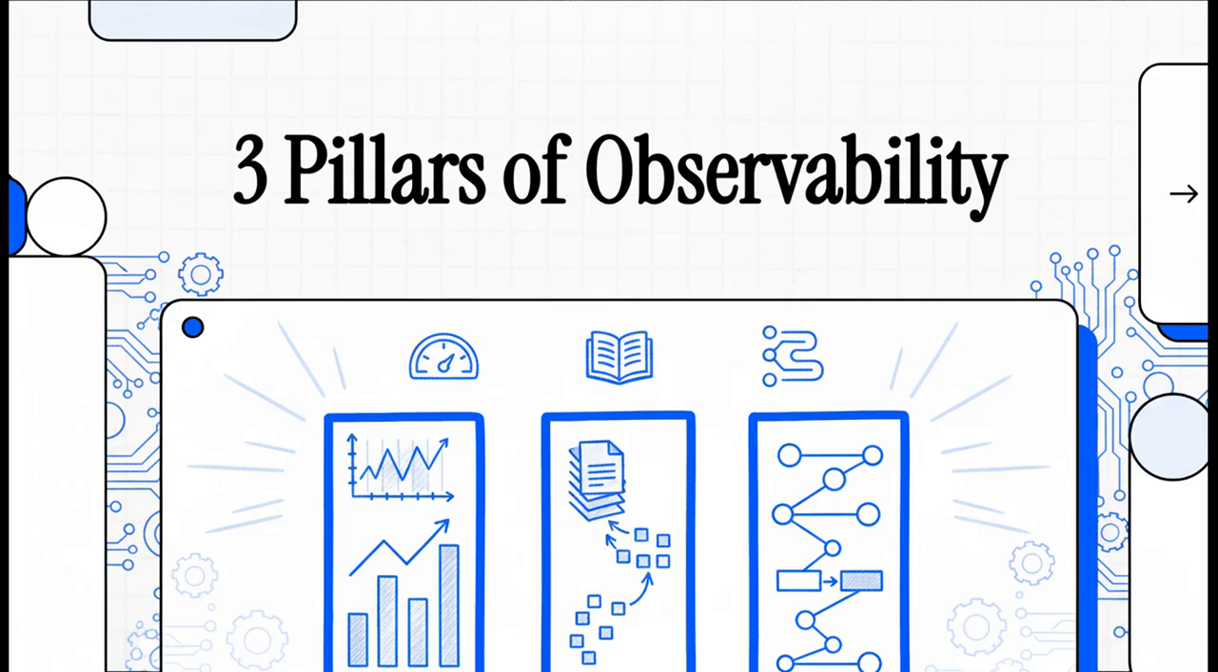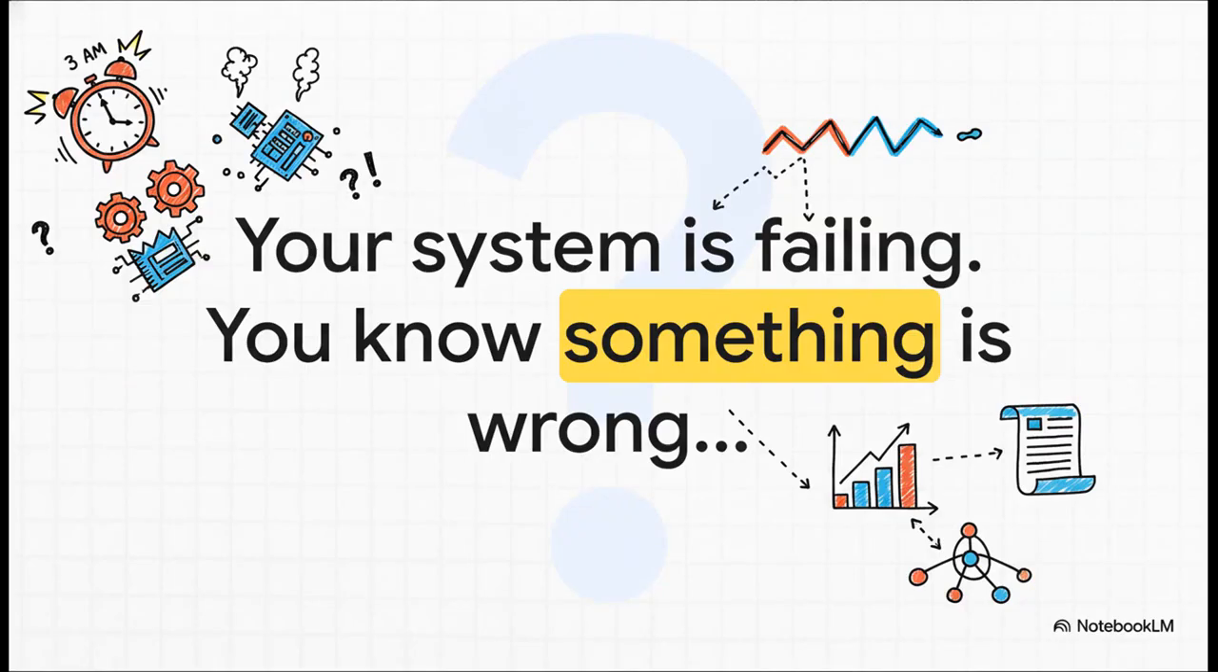When you're dealing with really complex systems, knowing that something is broken is, well, just the very first step. So today, we're going to dive into the 3 essential tools, the 3 pillars of observability that help us figure out the why. You know the feeling, right?